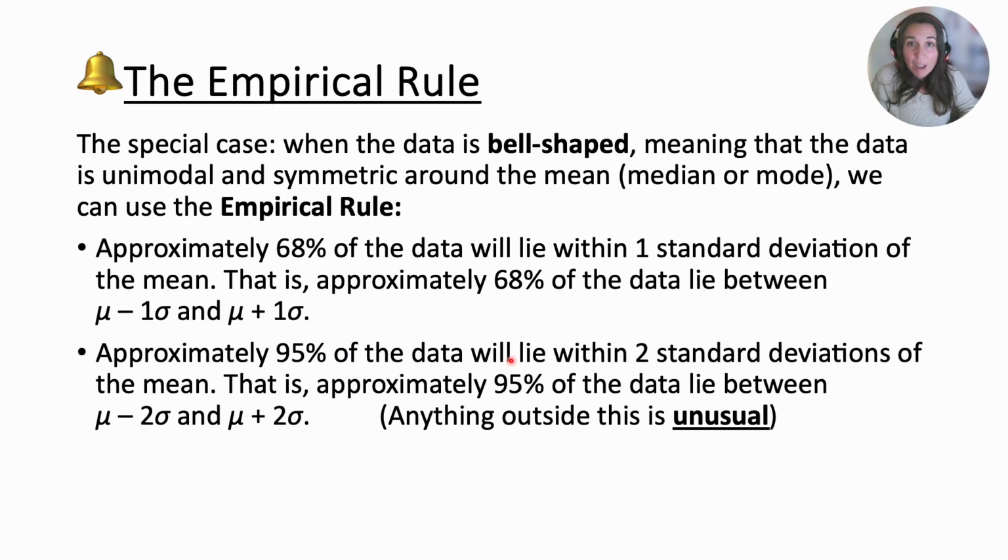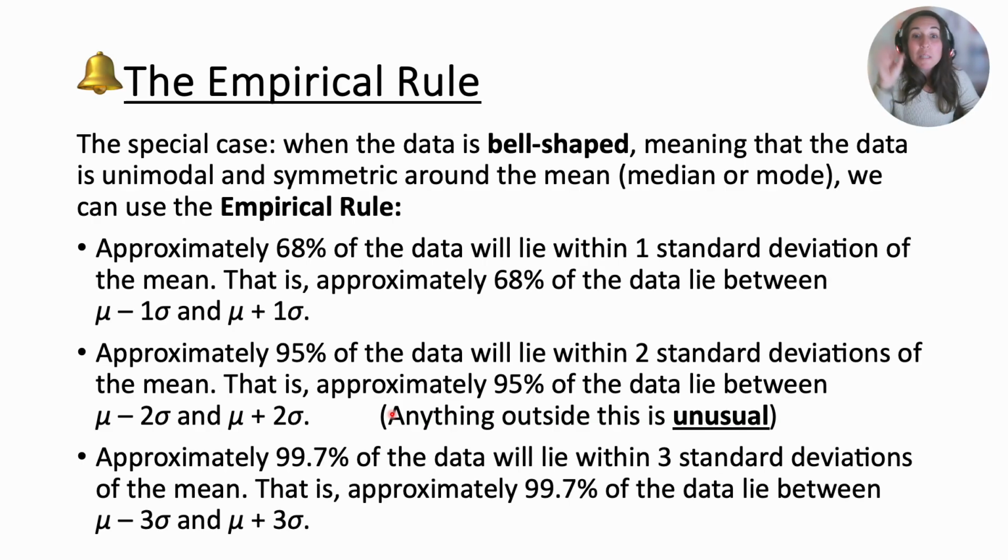And approximately 95% of the data will lie within two standard deviations of the mean. Same kind of deal here. If we go out 2 standard deviations to the right or 2 standard deviations to the left, 95% of our data points are going to fall in there. Anything outside of that is going to be called unusual, these outlier data points, if it's not within those 2 standard deviations. And then approximately 99.7% of the data, almost all of it, will lie within 3 standard deviations, okay? So if we go out 3 standard deviations to the right and 3 standard deviations to the left, we will have almost 100% of our data, which is pretty cool.